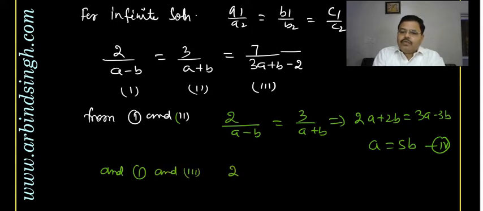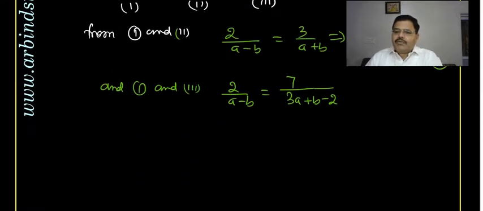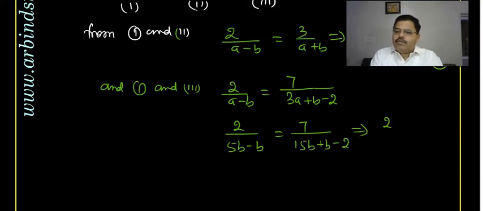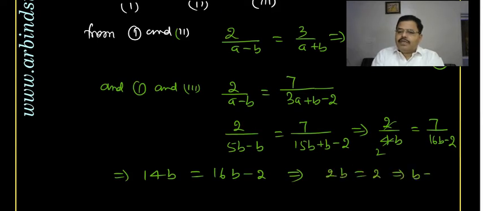First and third: 2/(a - b) = 7/(3a + b - 2). So, if I use a = 5b, then what will happen? 5b - b is 4b, and 3 into 5b is 15b, plus b, minus 2. So 2/4b = 7/(16b - 2). Cross multiplying, 2 times (16b - 2)... rather, 4b times 7 is 28b, and 2 times... so we get 14b = 16b - 2. And 14b comes this side, so 2b = 2, and this implies b = 1.